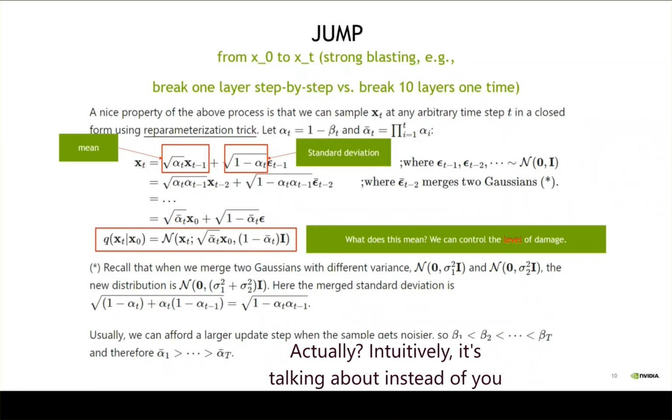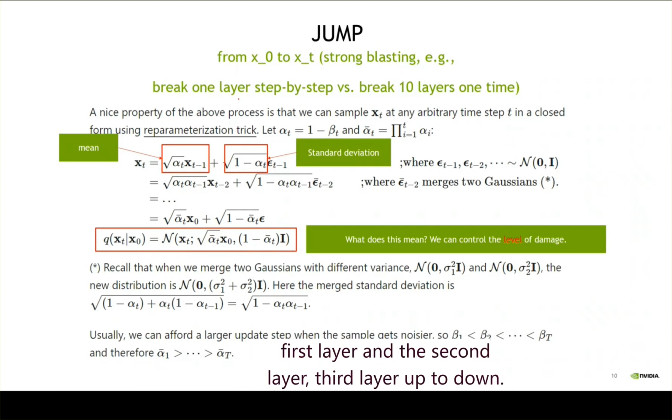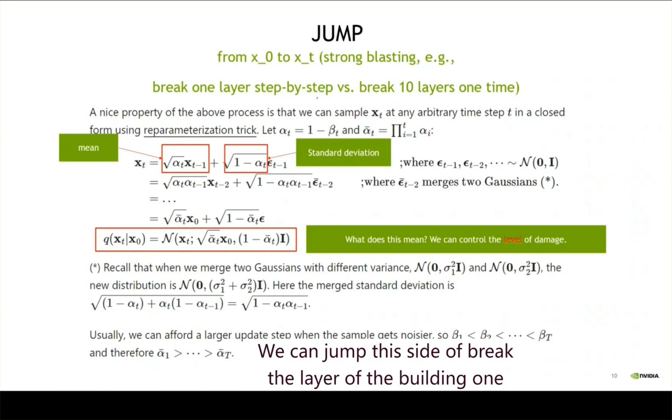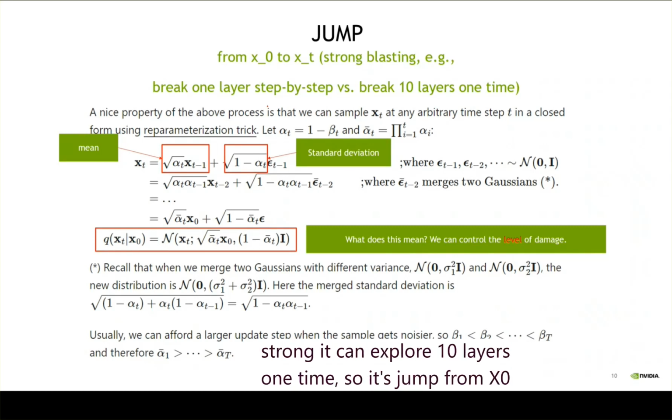Intuitively, suppose you have a 10-layer building and you want to destroy the first layer, the second layer, the third layer, from up to down. This is talking about how we can jump. Instead of breaking the building one layer at a time, you can use a stronger TNT. The TNT is so strong, it can explode 10 layers at one time. So it jumps from X0 to XT.